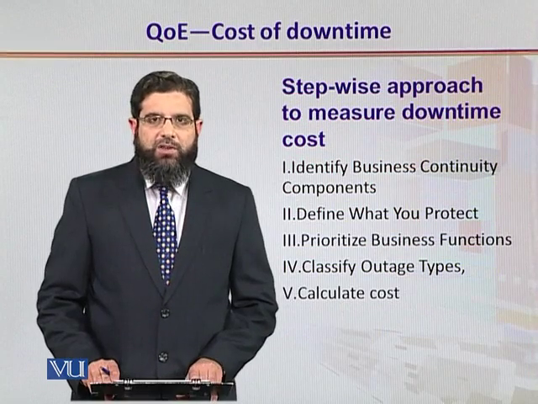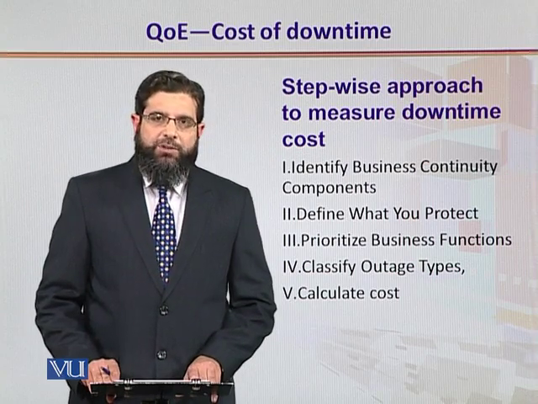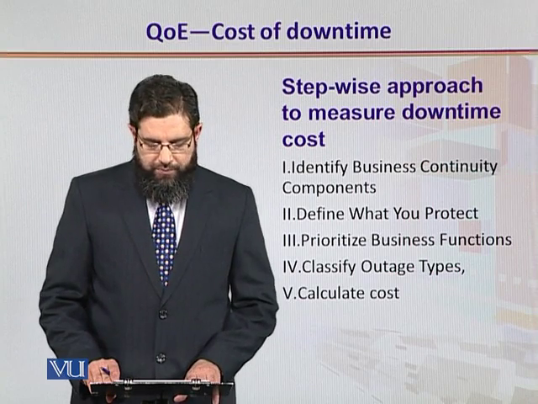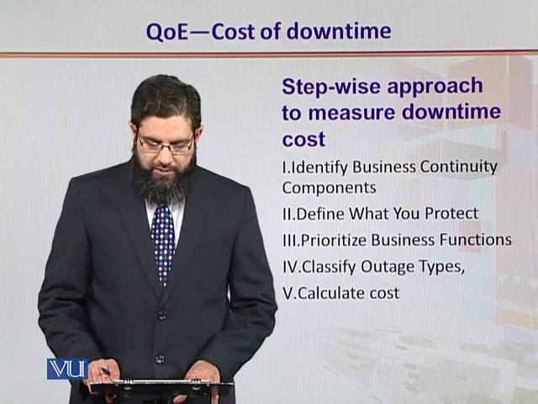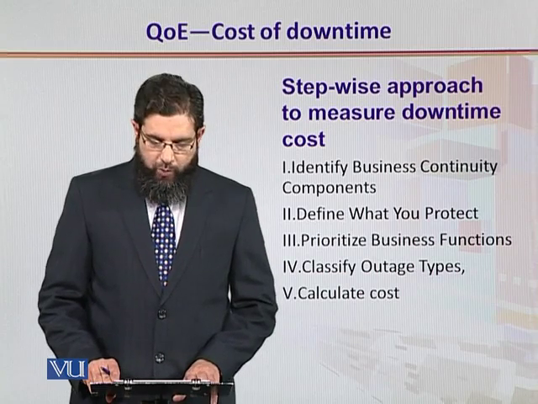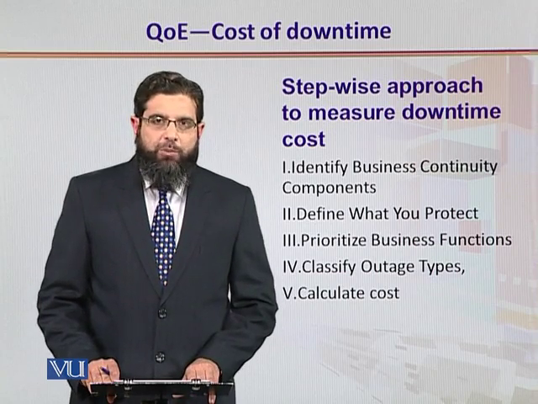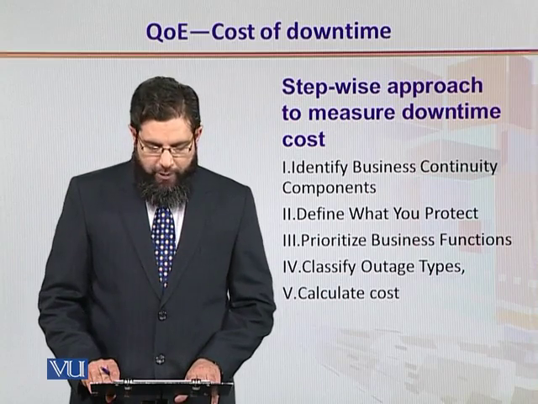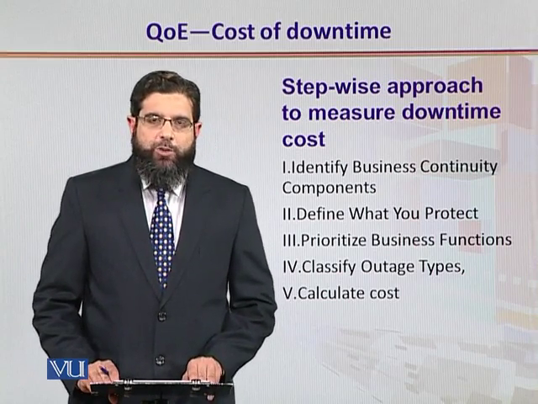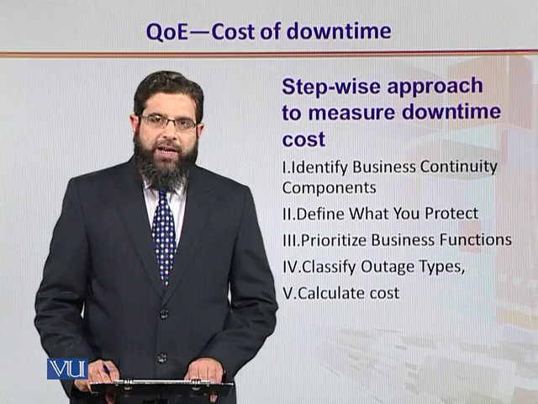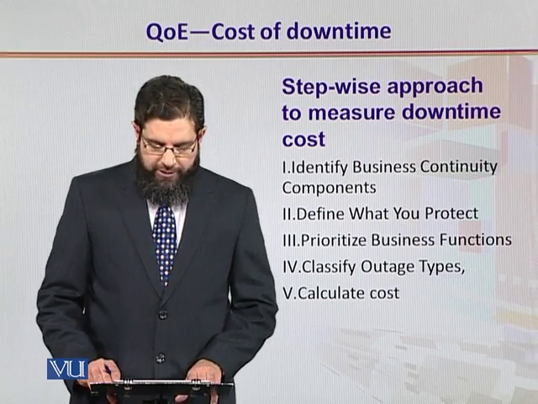Now we shall take a stepwise approach to measure the downtime. For that, there are 5 steps that we need to follow. The first one is to identify the business continuity components. We need to define what is to be protected. And then the IT functions which are most relevant to the organization must be pronounced. The outages which occur in an organization need to be classified according to space, time, and other parameters. And finally, it would help us to measure the overall cost.